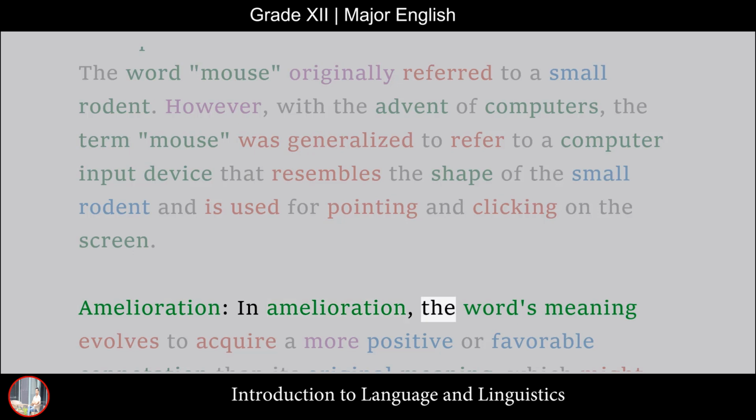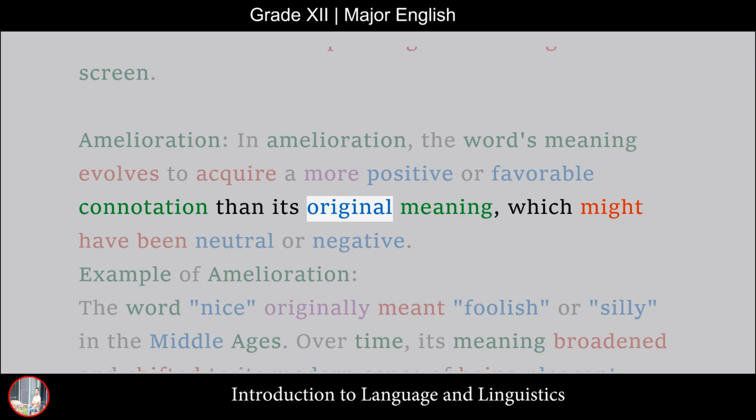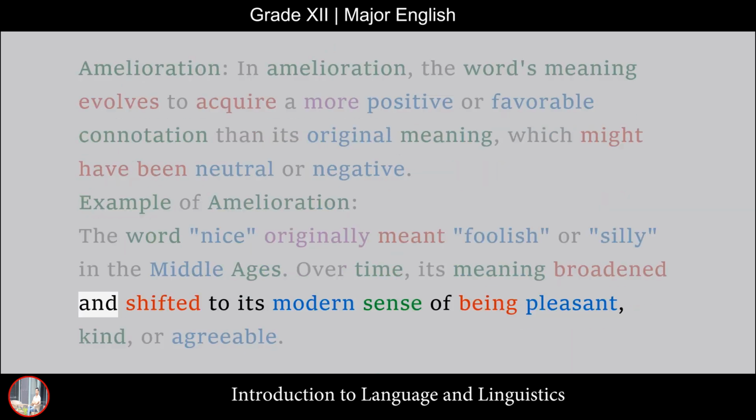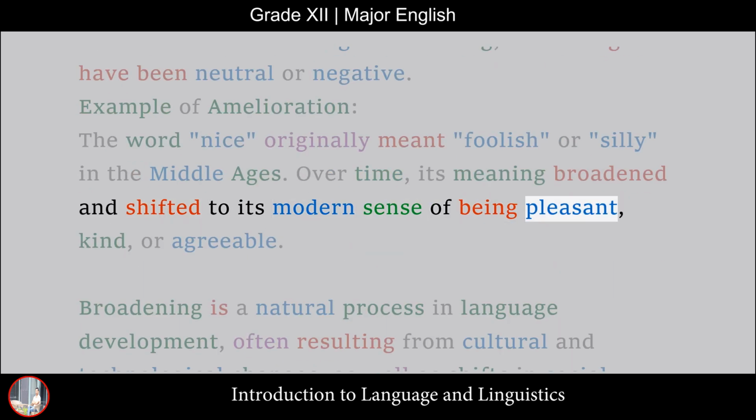Amelioration. In amelioration, the word's meaning evolves to acquire a more positive or favorable connotation than its original meaning, which might have been neutral or negative. Example of amelioration. The word nice originally meant foolish or silly in the Middle Ages. Over time, its meaning broadened and shifted to its modern sense of being pleasant, kind, or agreeable.